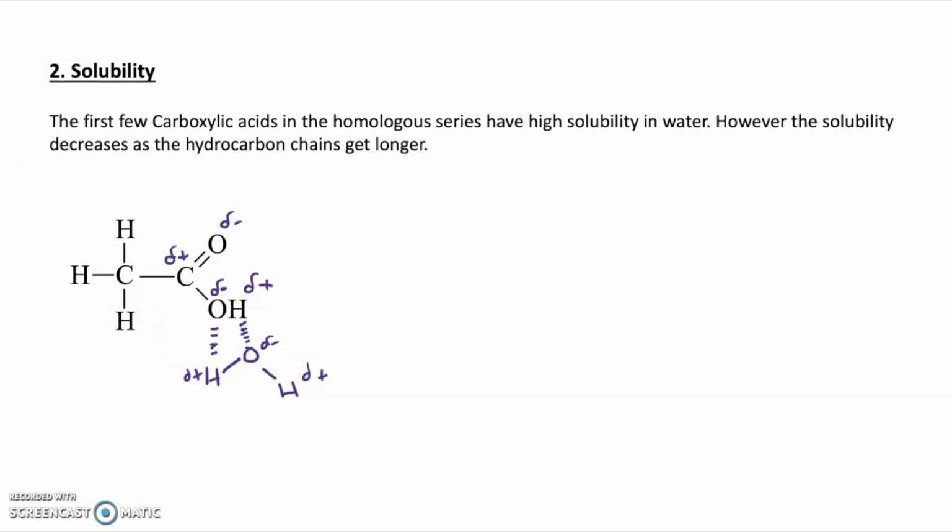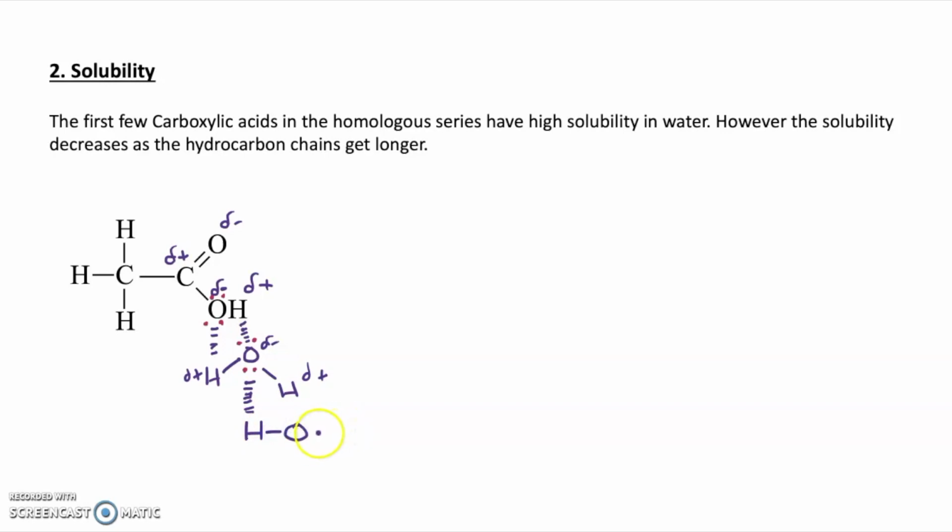So oxygen's delta minus and the hydrogen's delta plus. Now, the reason ethanoic acid dissolves in water is that this OH group can form hydrogen bonds to water. So the oxygen in a carboxylic acid is delta minus and can form a hydrogen bond to the delta plus hydrogen in water. And the hydrogen in the OH group in carboxylic acids is delta plus, and this can form a hydrogen bond to the delta minus oxygen in water.